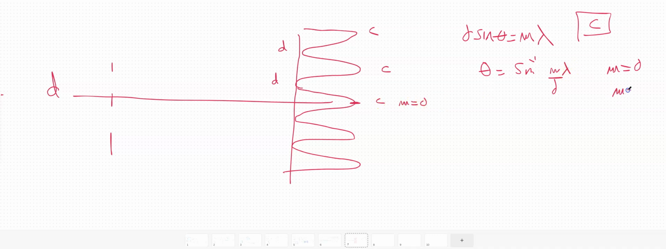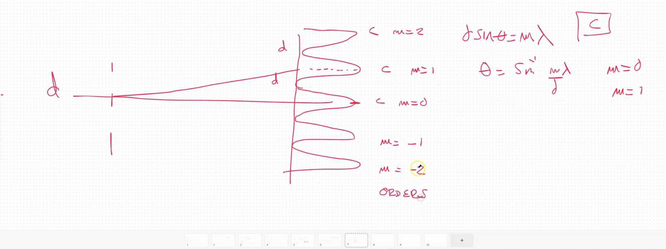You put m equal 1, and then you're going to get this angle here. This is m equal 1. This is going to be m equal 2. This is m equal minus 1, and m equal minus 2. And these are called the orders. So the 0th order bright fringe, the 1st order bright fringe, 2nd order bright fringe, and so on.